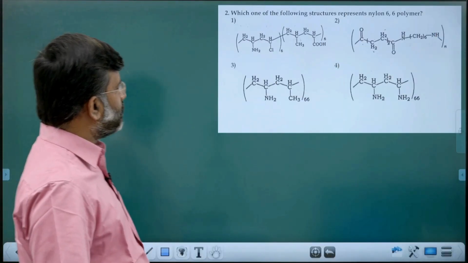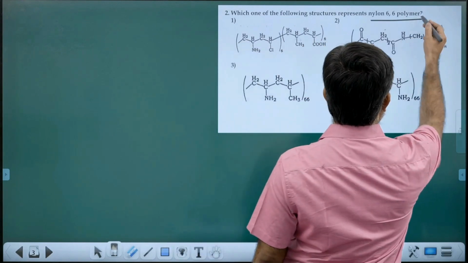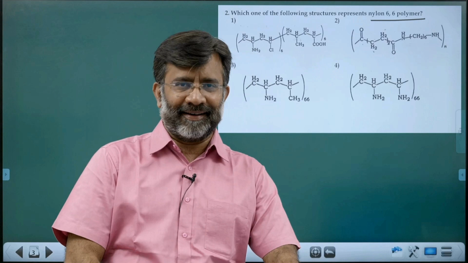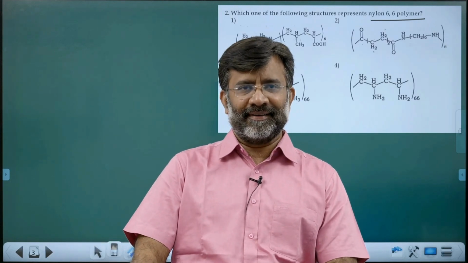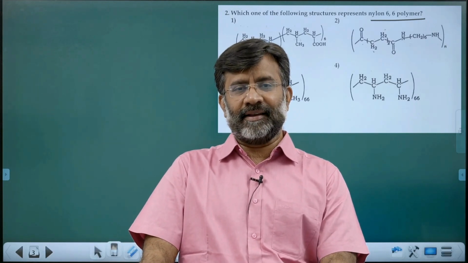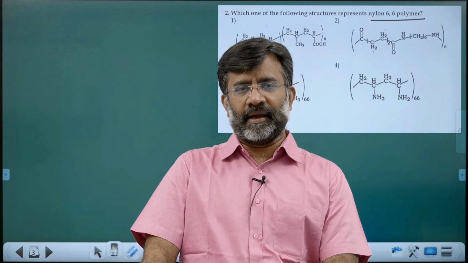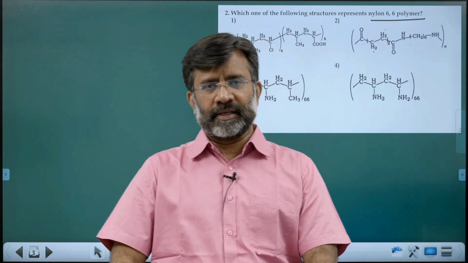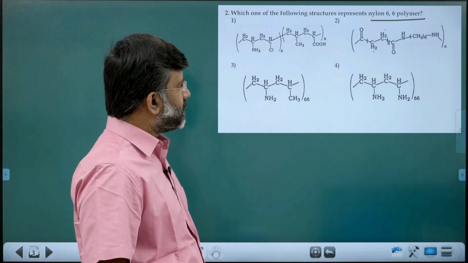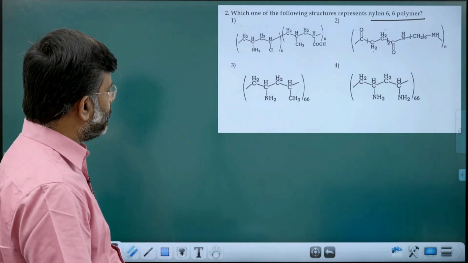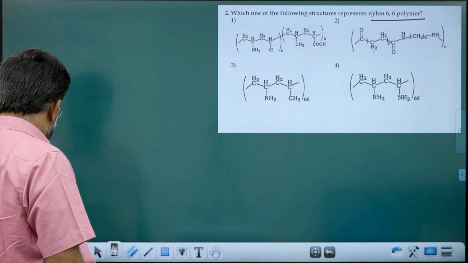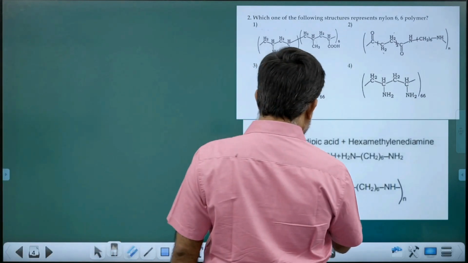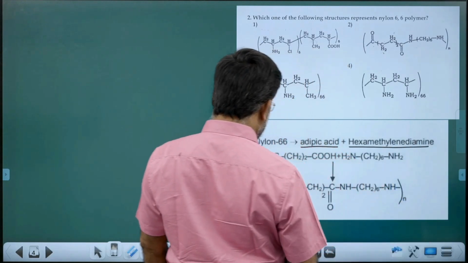Nylon 6,6 polymer. We want nylon 6,6 polymer. You know, nylon 6,6 is obtained from adipic acid and hexamethylene diamine. Hexamethylene diamine and adipic acid give nylon 6,6. And the 6,6 stands for the number of carbon atoms. This is adipic acid with hexamethylene diamine.